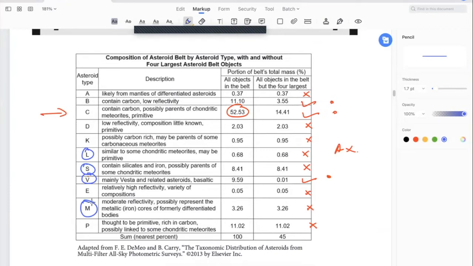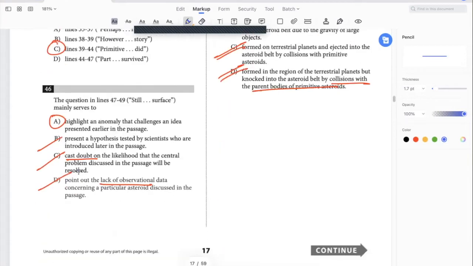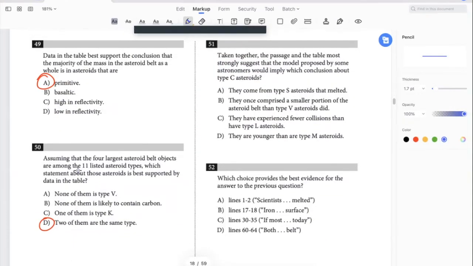So similar to some chondritic meteorites, maybe primitive, contains silicates and iron, possibly parents of some chondritic meteorites, mainly Vesta-related asteroids. Okay. Moderate reflectivity, possibly represent the metallic cores of formerly differentiated bodies. So I'm going to eliminate L and S options because they are similar to what C is saying. So let me just go back to the question. They once comprised a smaller portion of the asteroid belt than type V asteroids did, and they are younger than type M asteroids.